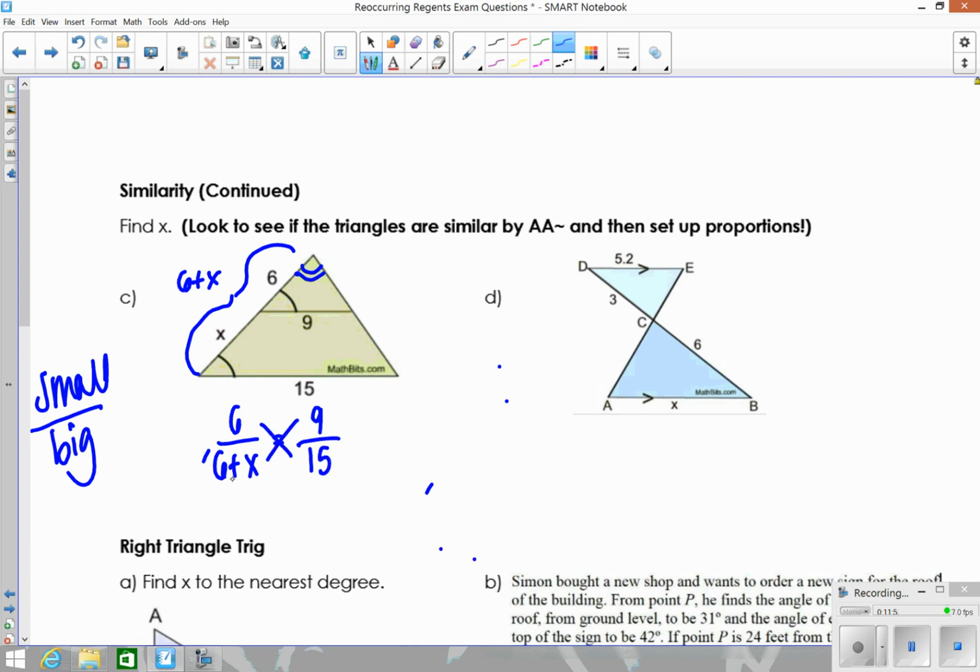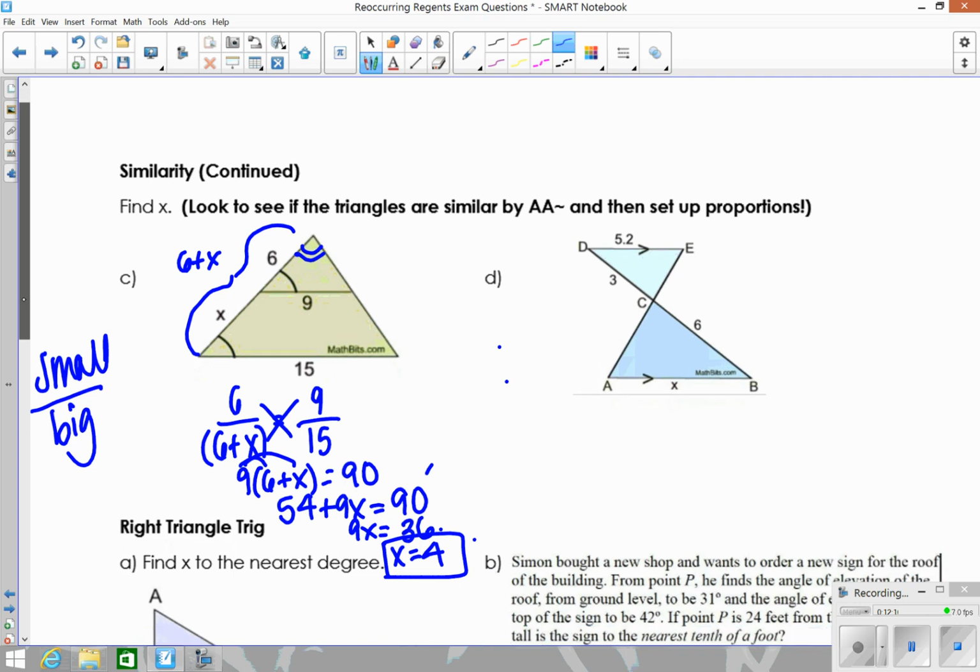Cross multiply, make sure this goes in parentheses. So I have 9 times 6 plus x equals 90. Distribute that. So you get 54 plus 9x equals 90. Subtract 54 from both sides, so you get 36. Divide, and you get x equals 4.